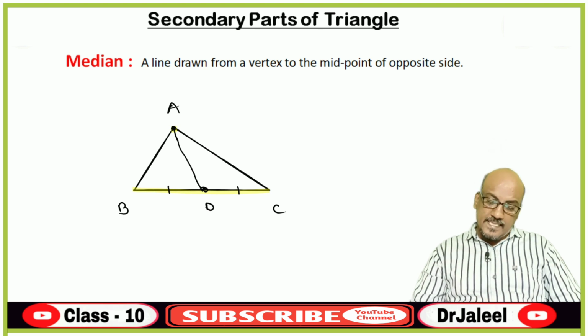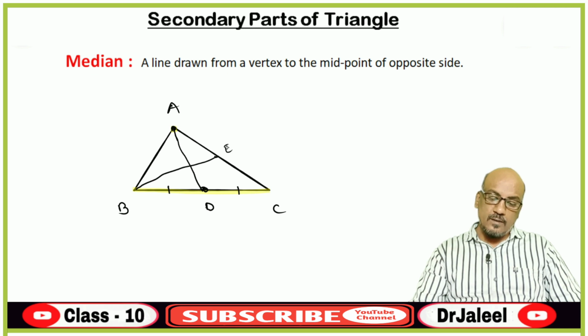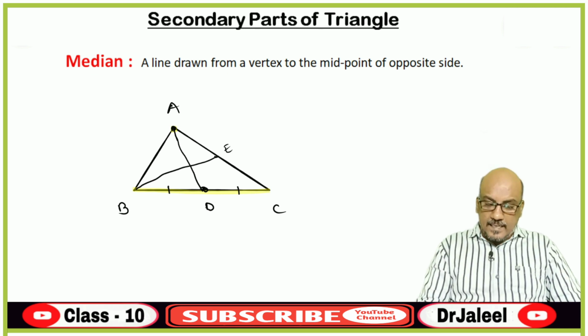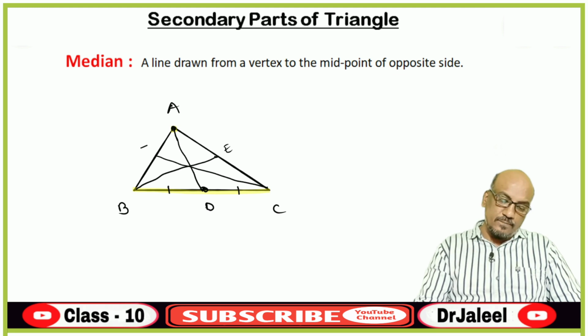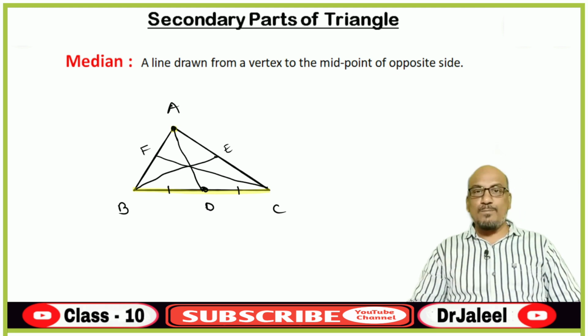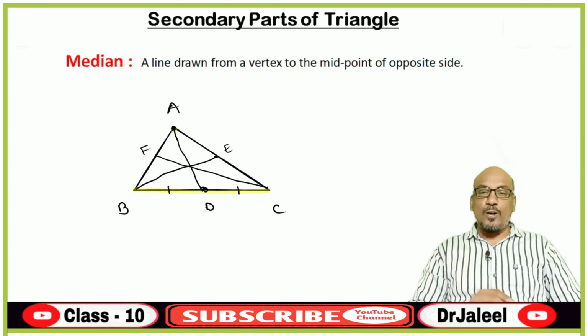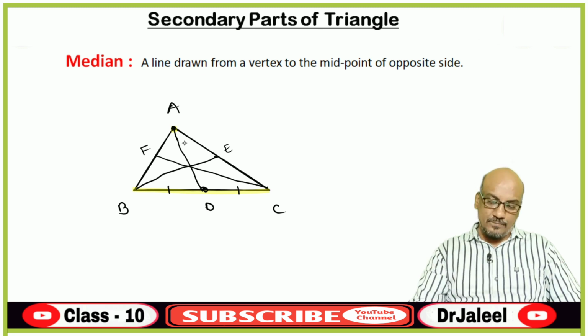So children, same way we can draw two more medians, one BE and another CF. So here one more thing again you are going to get, that all the three medians, children, are concurrent. This is called a median, right?